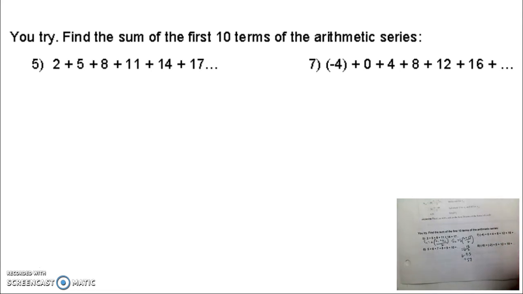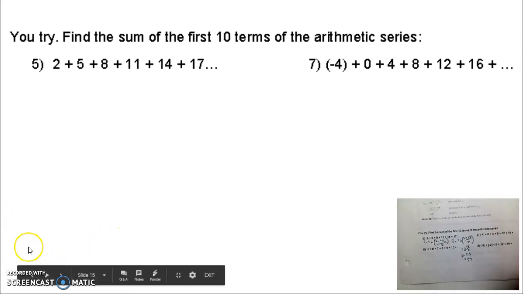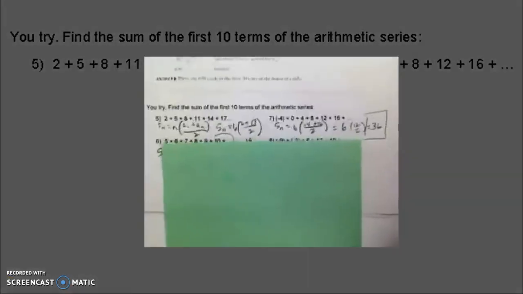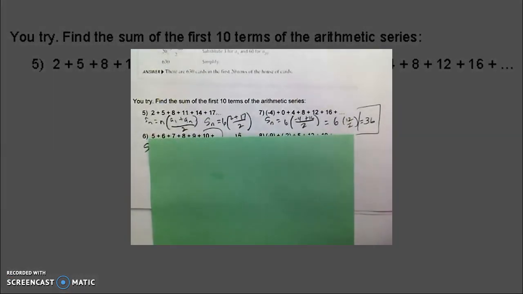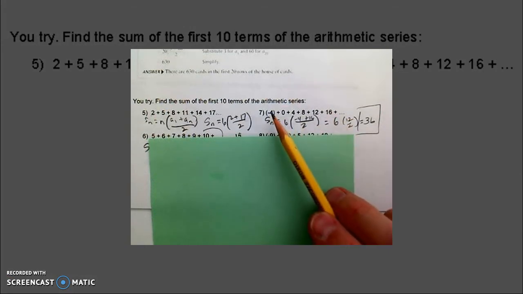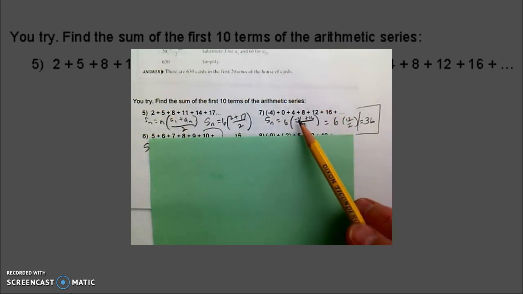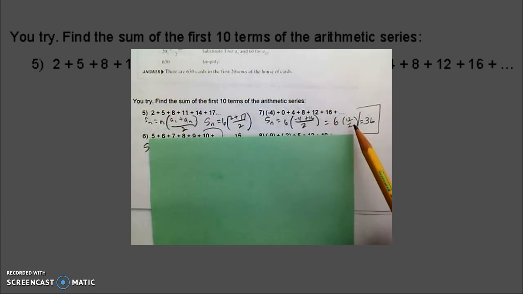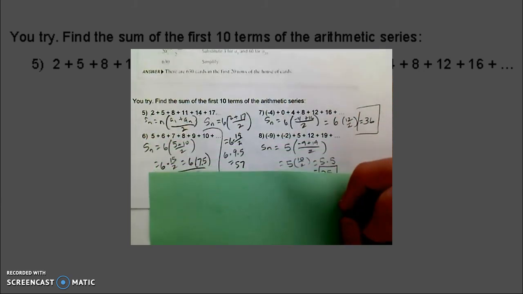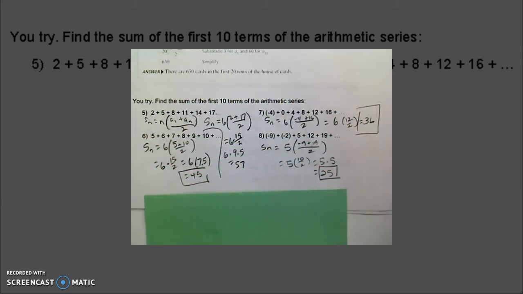Go ahead and pause the video. Try the next 3 on your own and check your work. Okay, let's see what you got. In number 7, we started with -4, went to 16, and there were 6 terms altogether. So the sum of the first 6 terms, 6 times the average of the first term and the last term, -4 plus 16 over 2. So that's 12 over 2, which is 6. 6 times 6, 36. Let's check out number 6 and number 8.